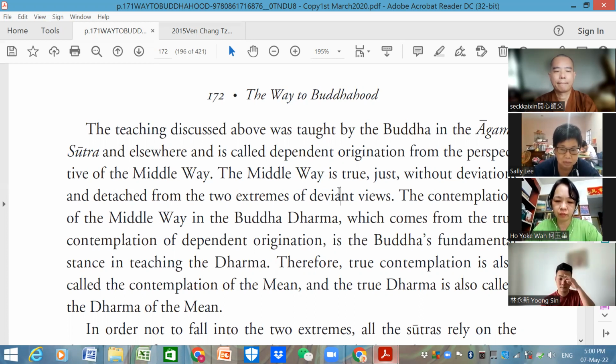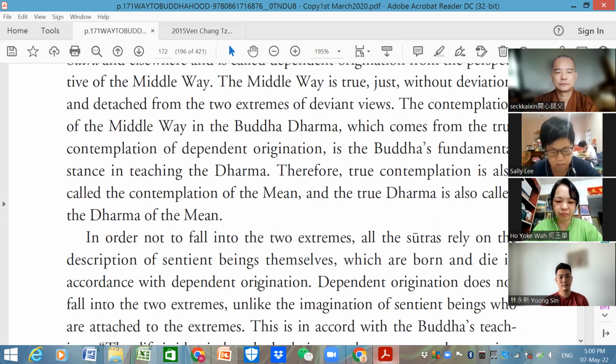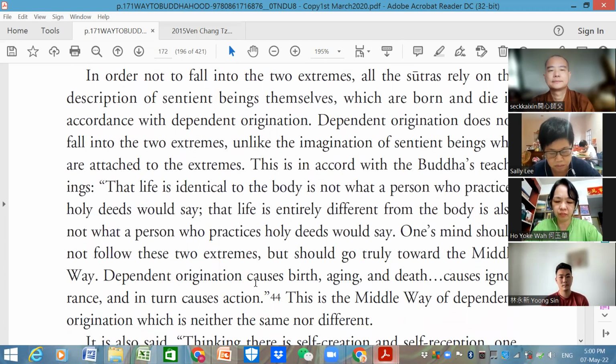It is the Buddha's fundamental stand in teaching the Dharma. Therefore, true contemplation is also called the contemplation of the mean, and the true Dharma is also called the Dharma of the mean. In order not to fall into the two extremes, all the sutras rely on the description of the sentient beings themselves, which are born and die in accordance with dependent origination. Dependent origination does not fall into the two extremes, unlike the imagination of sentient beings who are attached to the extremes. This is in accord with the Buddha's teaching. To say that life is identical to the body is not what a person who practices as a holy being would say. To say that life is entirely different from the body is also not what a person who practices as a holy being would say.